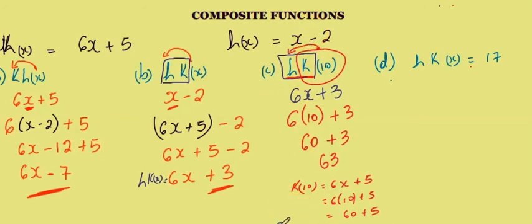So now we are working with h of k of 10. So if my answer is 65, I am now going to put that 65 where I see the x in the h function. So the h function is x minus 2. So now I'm going to have 65 minus 2. When you take away 2 from 65, you are going to get 63. So when we look at both methods, we have 63 here, we have 63 here also.